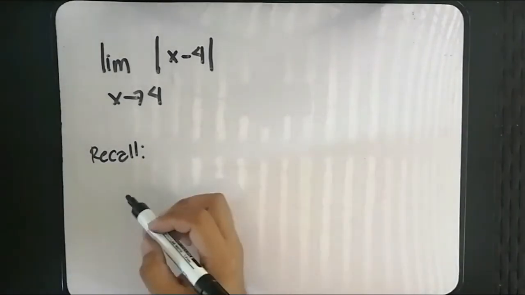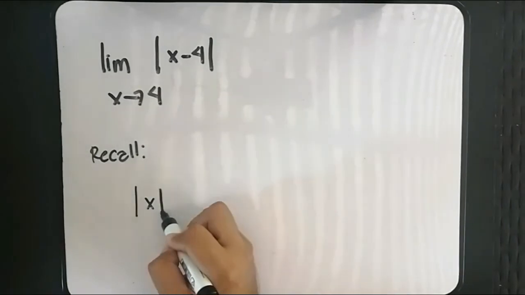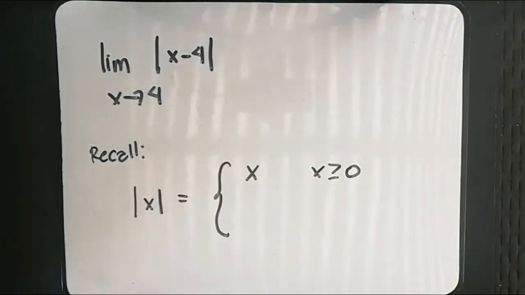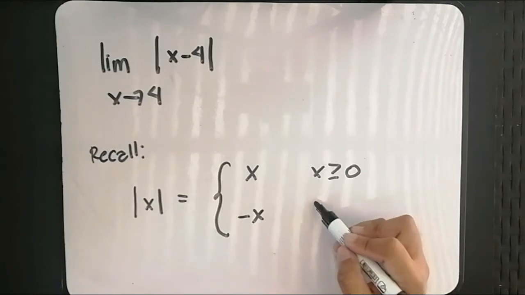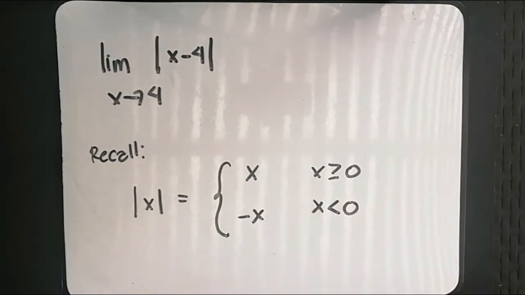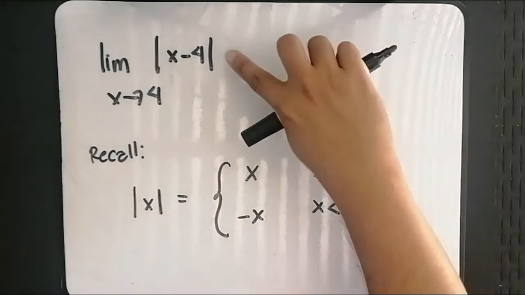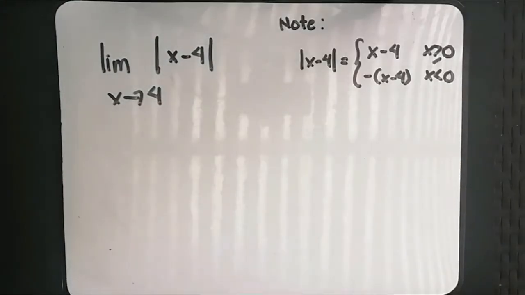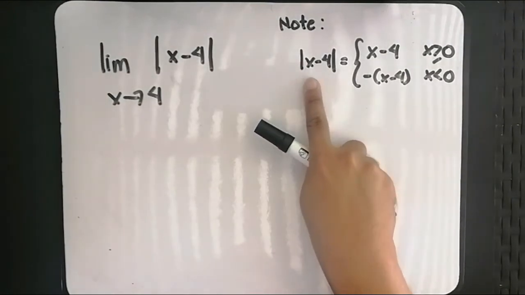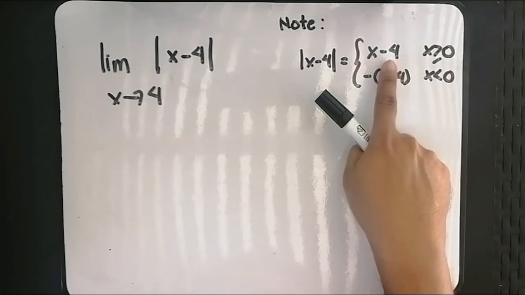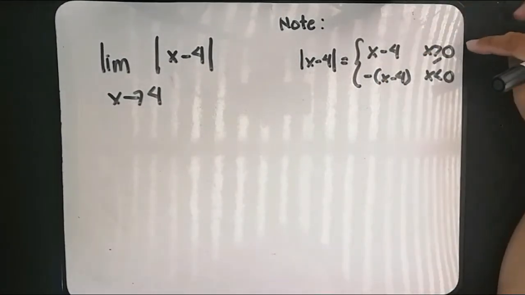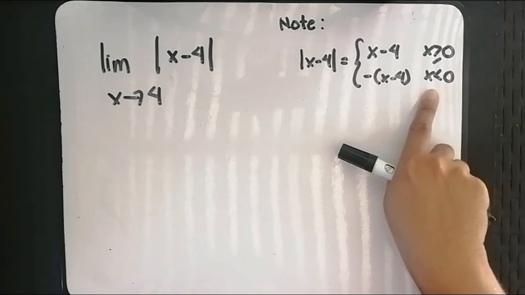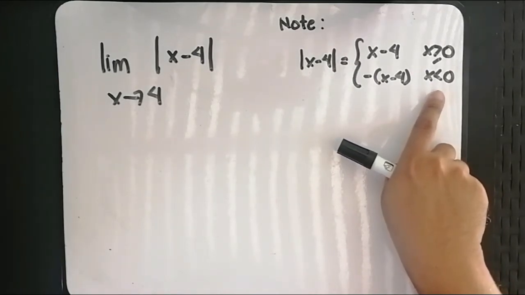Let's recall the definition of an absolute value: the absolute value of x is equal to x whenever x is greater than or equal to 0, and negative x whenever x is less than 0. By this definition, isusulat natin ngayon yung absolute value of x minus 4 as like this. By definition, the absolute value of x minus 4 is equal to x minus 4, yun lang yung x minus 4 natin, when x is greater than or equal to 0, and the negative of x minus 4 whenever x is less than 0. So ginamit lang natin yung definition ng absolute value.